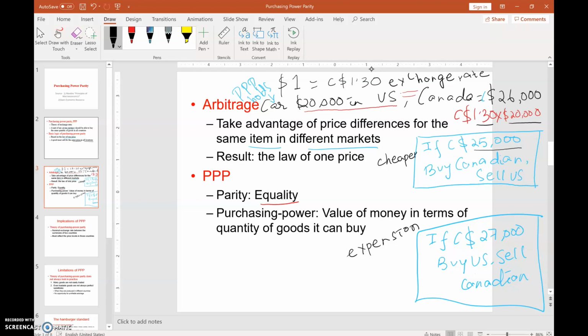If instead of $26,000 a car costs $25,000 in Canada, then we would say it's cheaper and we can buy in Canada and sell in the US to earn a profit. On the other hand, if the car costs $27,000 in Canada, we would say it is expensive to buy in Canada, so we can buy in the US and sell in Canada to earn a profit.